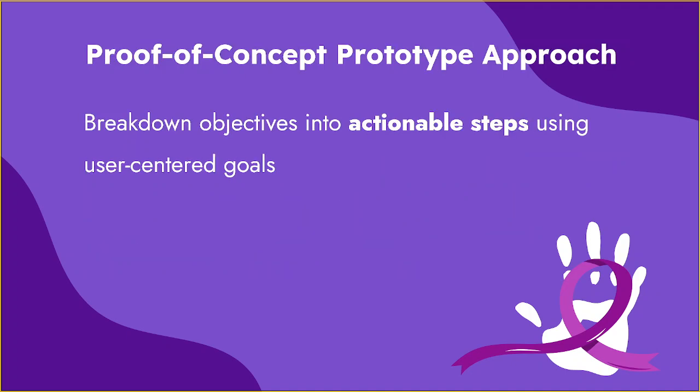So the proof of concept prototype approach, the breakdown of the objectives: we break it down into actionable steps using user-centered goals. So when I talk of users, I'm talking of end users. These are the victims, and we have objectives already specified. So we break down those objectives into what we're calling actionable steps. These actionable steps are step 1, 2, 3, exactly what they're going to do in order to report domestic violence.